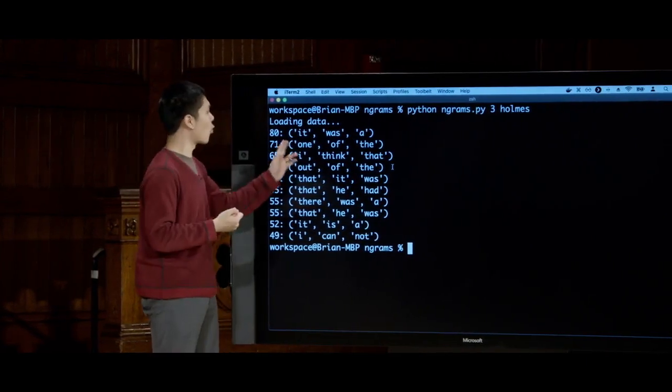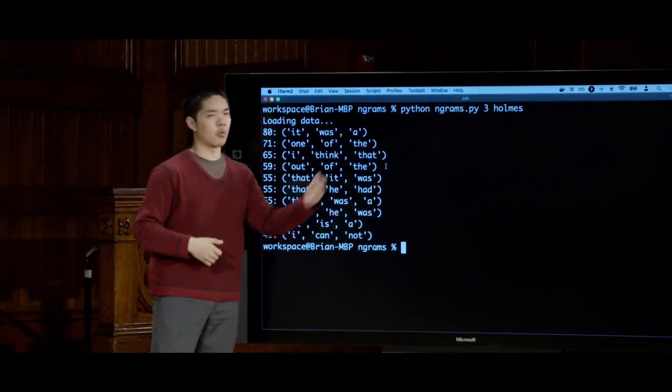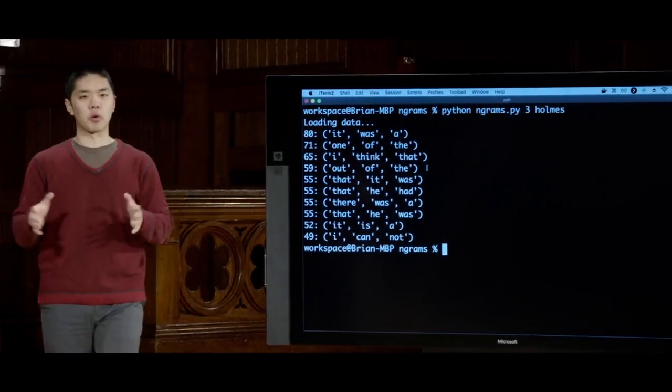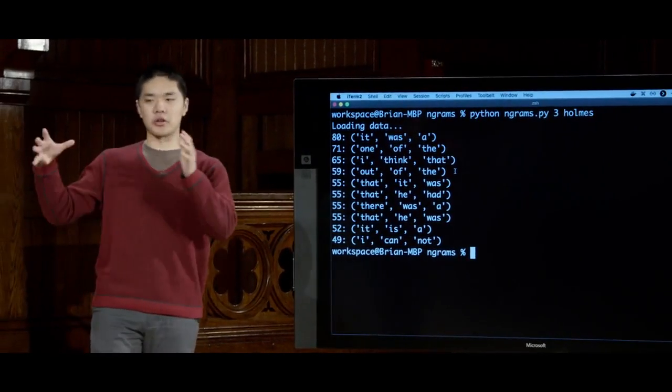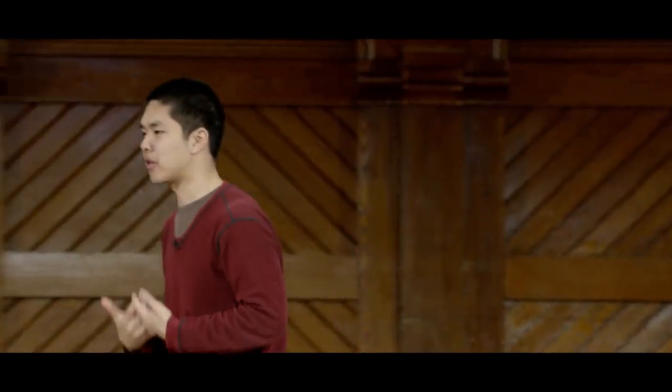And if I see the words one of, it's reasonable to imagine that the next word might be the word the, for example, because we have this data about trigrams, sequences of 3 words, and how often they come up. And now based on 2 words, you might be able to predict what the third word happens to be.